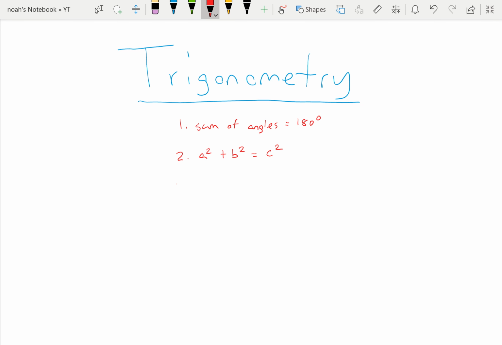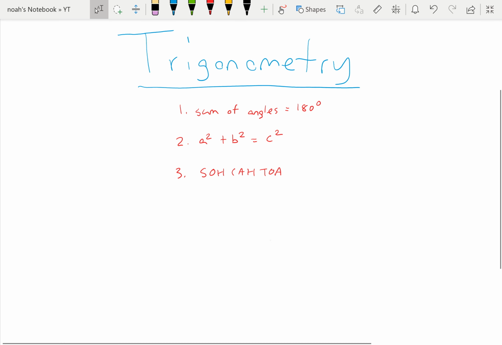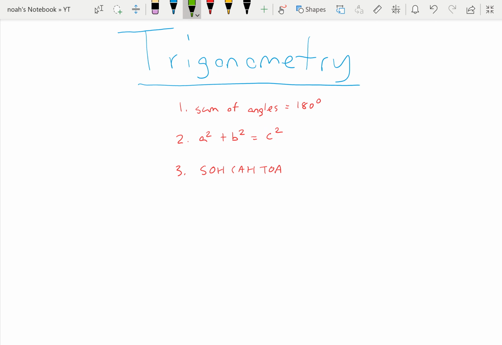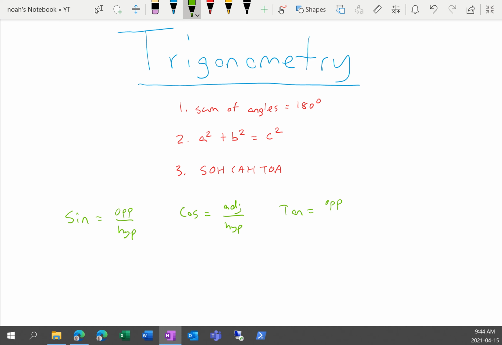Now we'll introduce a third concept called SOHCAHTOA. What does this stand for? It stands for sine equals opposite over hypotenuse. Cosine equals adjacent over hypotenuse. And tangent equals opposite over adjacent.